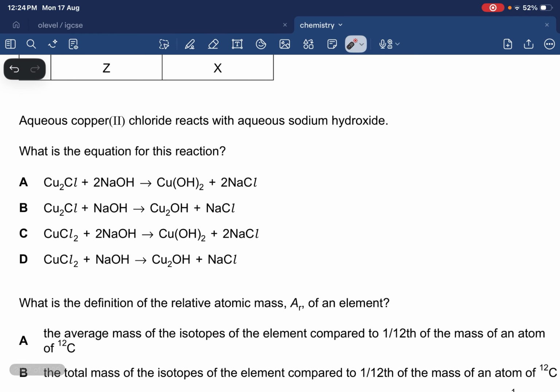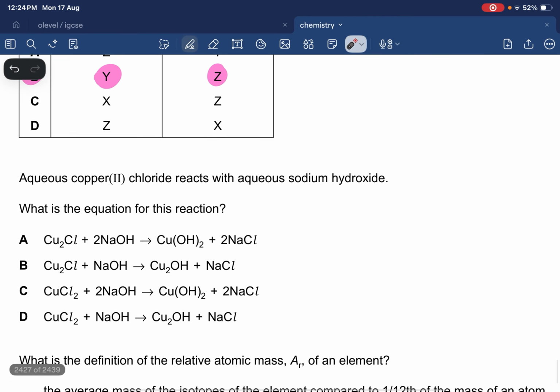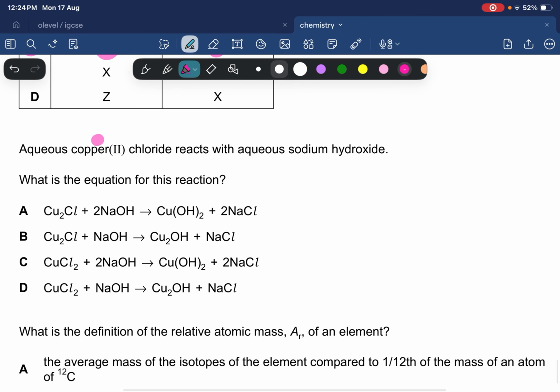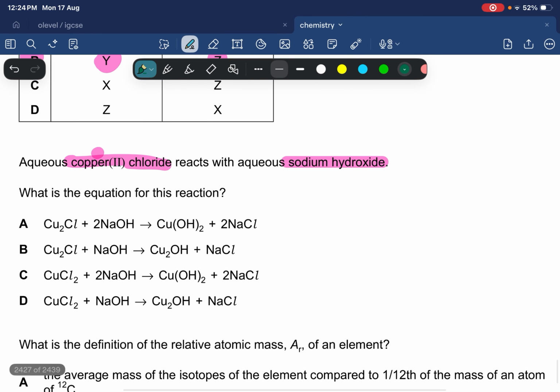Aqueous copper(II) chloride reacts with aqueous sodium hydroxide. Copper(II) chloride is a salt. Sodium hydroxide is also an ionic compound. What is the equation for this reaction? This is going to be a double displacement reaction. You're going to form copper hydroxide and sodium chloride.